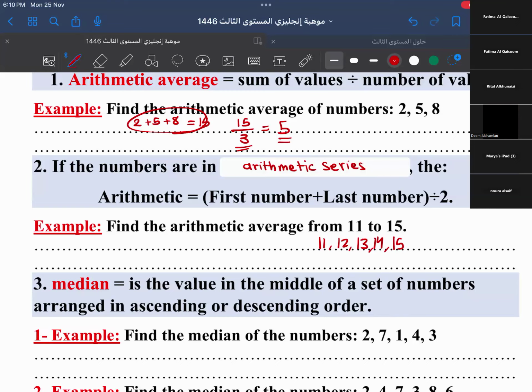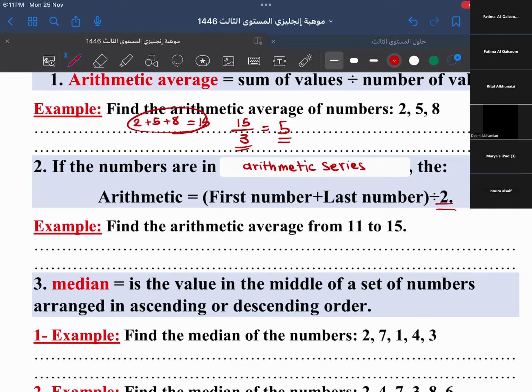Okay, so how do we do it? There is an easier way than adding them all together. Instead, we're going to add the first number plus the last number and then divide it by 2. Okay, so let's see who wants to do this question. Anyone, guys? It's really easy. Yes, Vital.